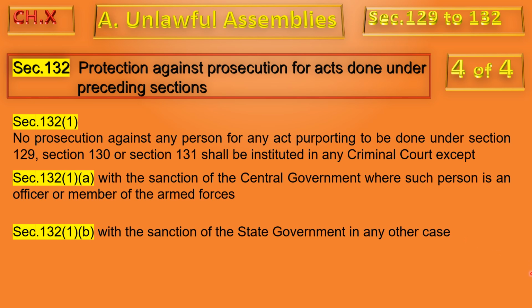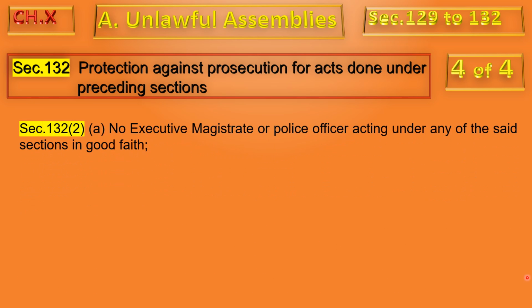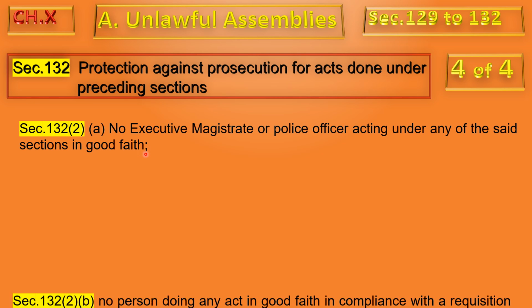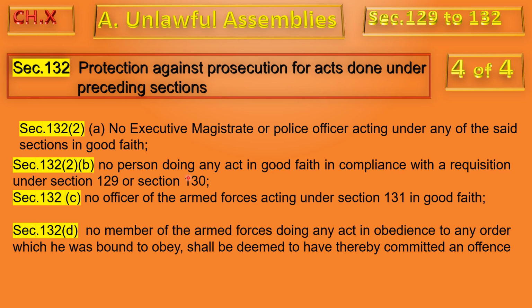Now subsection 2 of section 132 says A. no executive magistrate or police officer acting under any of the said sections in good faith, B. no person doing an act in good faith in compliance with a requisition under section 129, 130. C. says no officer of armed forces acting under section 131 in good faith.